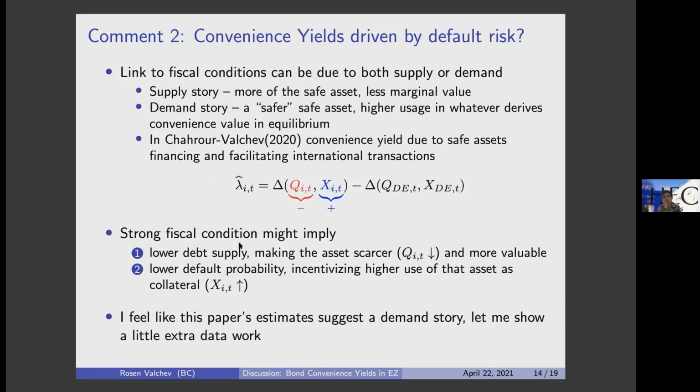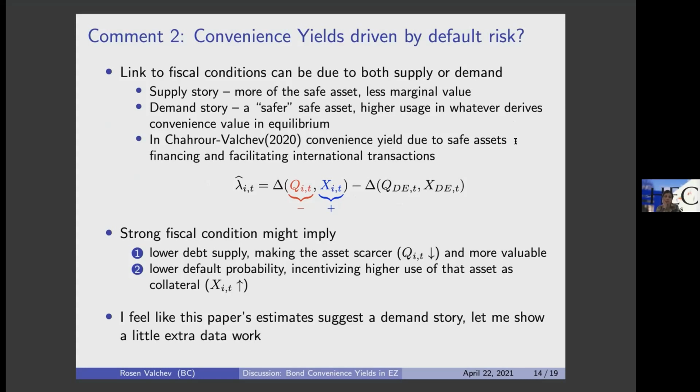Okay. Then the convenience yields that we get in these lambda hats, I wonder if they are driven themselves by default risk, right? When you think about convenience yield stories in the literature more generally, I can think of supply stories and demand stories. The supply story is that I have this asset, and the supply of the asset is big; the more supply of the asset I have, the less scarce it is, so the less valuable it is.